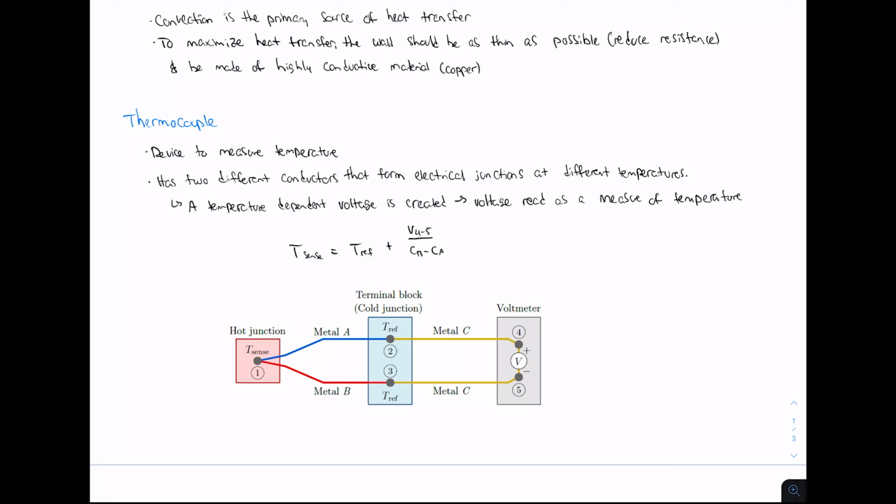So basically how this works is we have two different conductors that are going to form electrical junctions, and these are going to be at different temperatures. So what we have here is a hot junction and a cold junction. The hot junction, in this case, is the copper rod that we have, or it could be the airstream. And then we have a cold junction, which is going to be immersed in an ice bath.